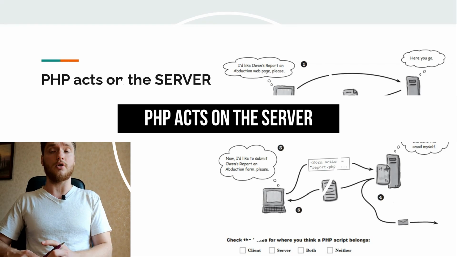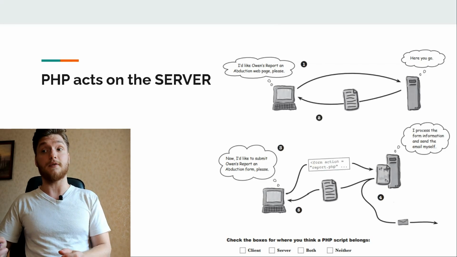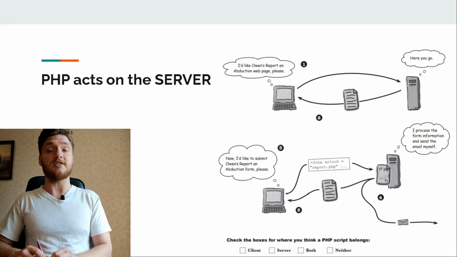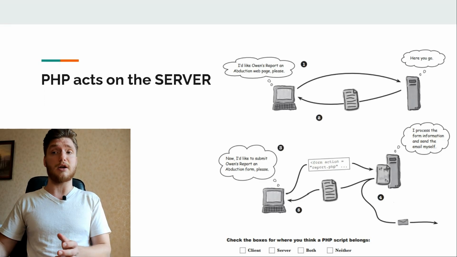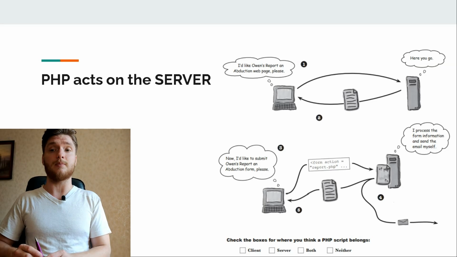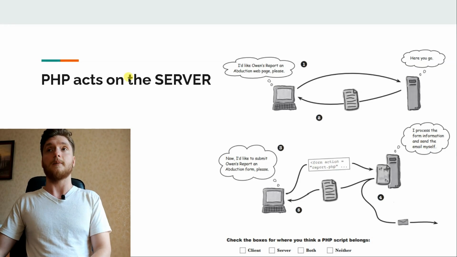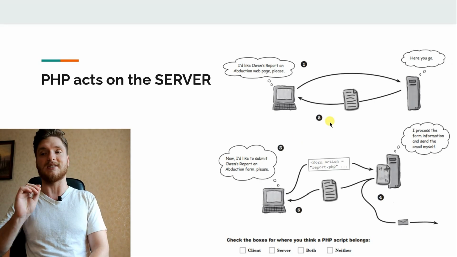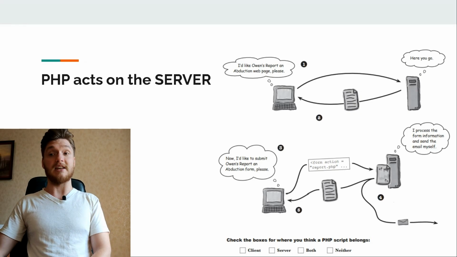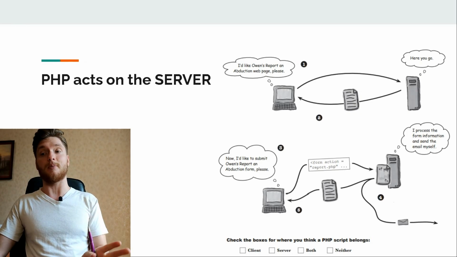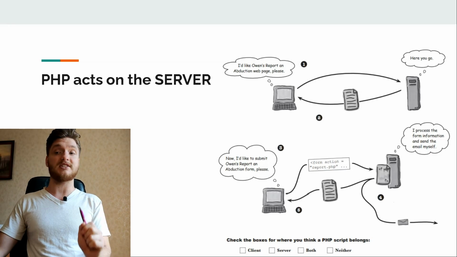PHP lets you take control of the data a user types into the form by mailing it to you transparently. The user types his abduction story into the form. He hits the Report Abduction button and he is done. The PHP code creates the email message, sends it to you and then generates a web page confirmation for the user. First, the browser asks for Owen's web page, and second, the server responds with the HTML code for the web page. Third, the user fills out and submits the form, passing form data to a PHP script on the server.